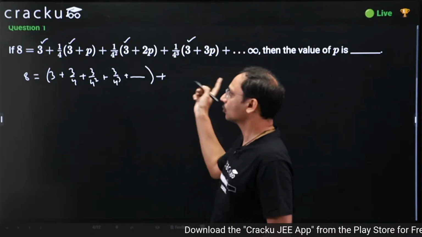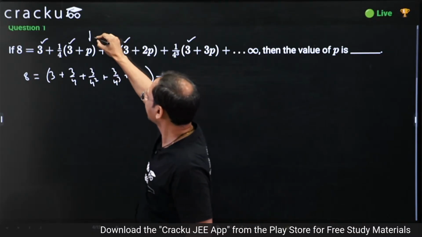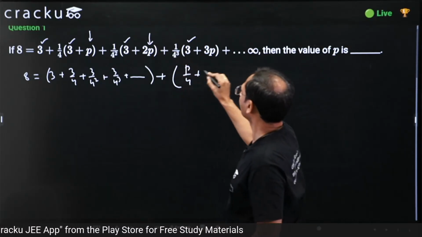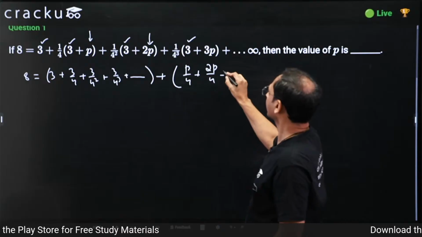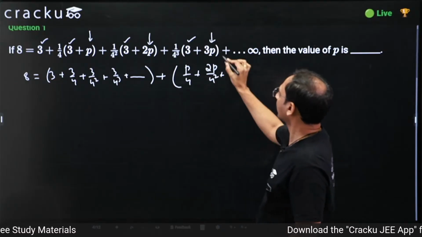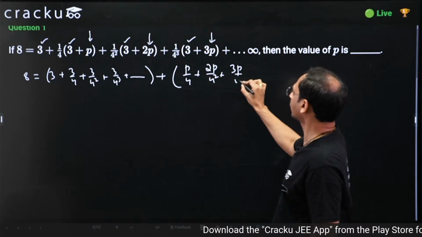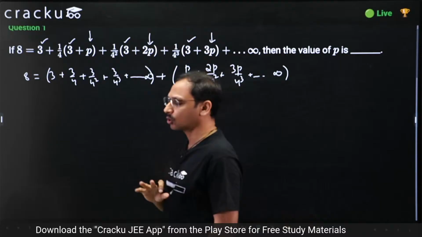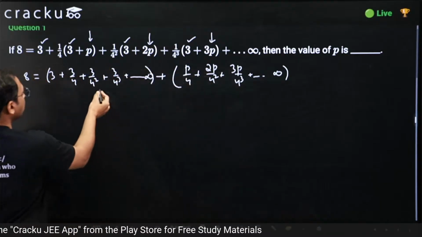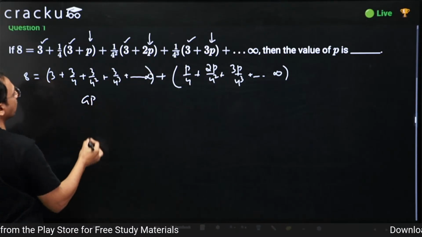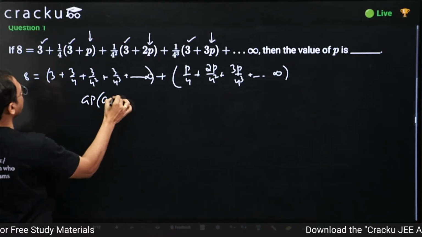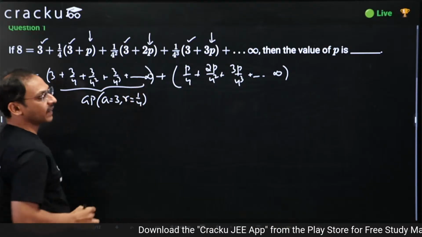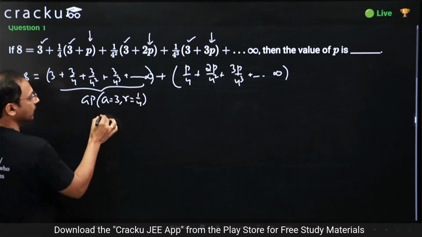Plus, now you look at the second terms. This is p by 4. The next one is 2p by 4 square. Next you have 3p by 4 cube and so on. So this is basically two different series. If you observe this, there is nothing but a geometric progression. Here first term is 3, common ratio is 1 by 4, and we are asked to find S infinity, sum of infinite terms in a GP.